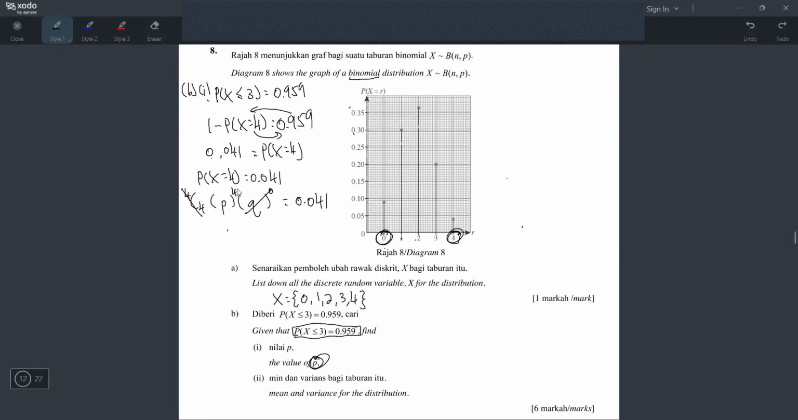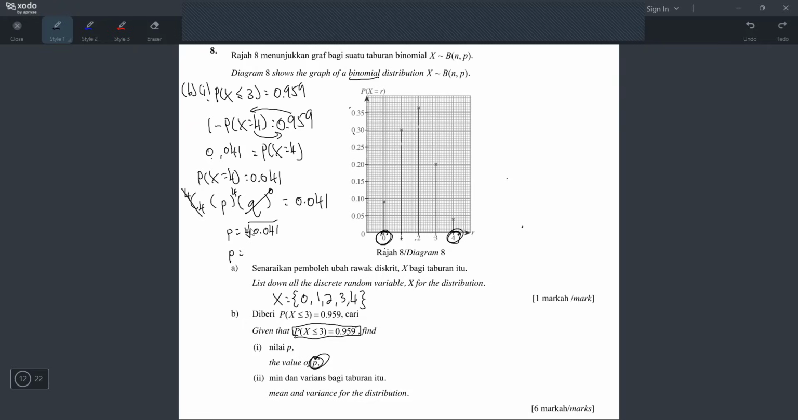So now how to find p? You move the power 4 to the other side. When you move the 4, it becomes the fourth root. Okay, fourth root. So how do you press this in your calculator? You press 4, and then shift, the power button, and then 0.041.